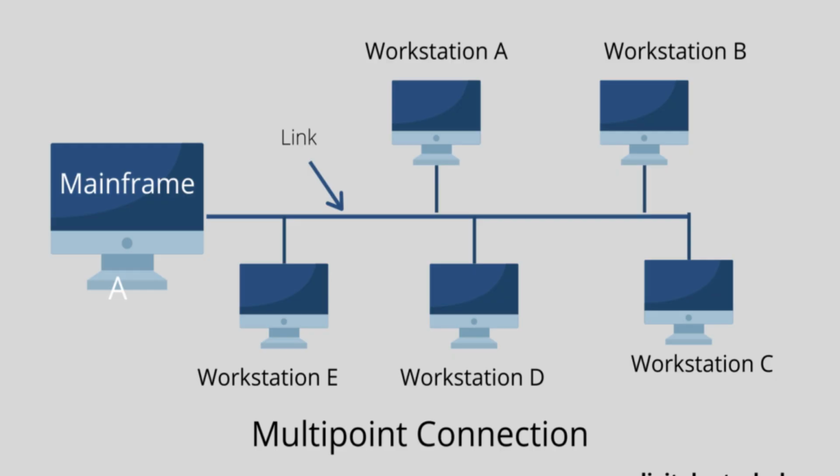Scalability: multipoint connections are more scalable than point-to-point connections because they allow multiple devices to be connected to the same link, making them suitable for large networks that require many devices to connect. Flexibility: multipoint connections are more flexible because they allow multiple devices to communicate with each other over the same link. Increased efficiency: multipoint connections can improve network efficiency by allowing multiple devices to transmit data simultaneously. This reduces the chances of disconnections.